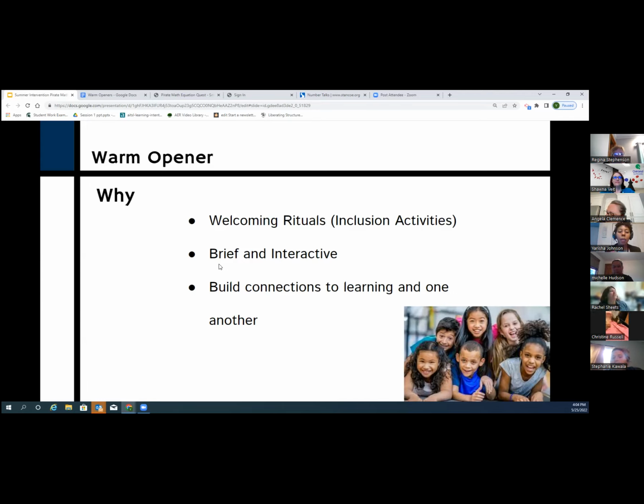Or it could be a moment where you are inviting all voices into the space. You give people an opportunity to share how they're feeling, give them an opportunity to possibly respond to an idea. So it can be an opportunity to build connections. It can be connections between each other, but it can also be connections to the content. And we'll take a look at an example like that a little later on today.